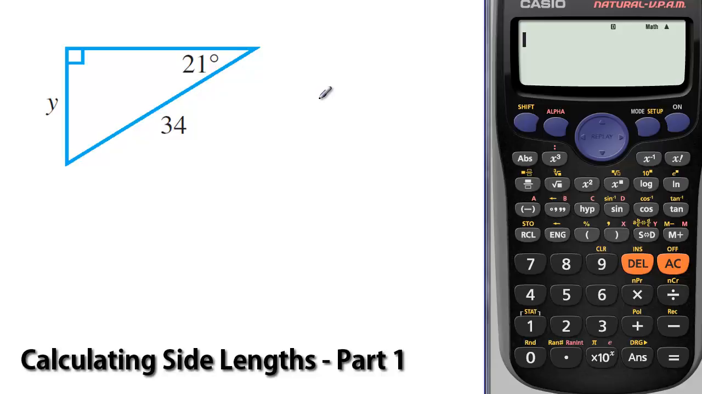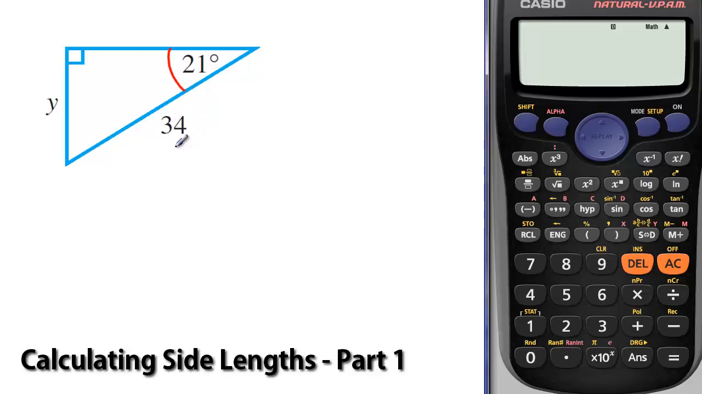Tutorial about trigonometry. In this tutorial I'm going to demonstrate, using two example questions, how to calculate the unknown side in a right angled triangle. So you'll see we've got a right angled triangle here with an angle to start with of 21. We've been given that angle and we're trying to find this side here, given a pronumeral y, and the information we're given is this side here has a length of 34.